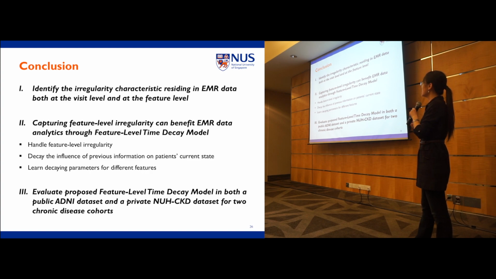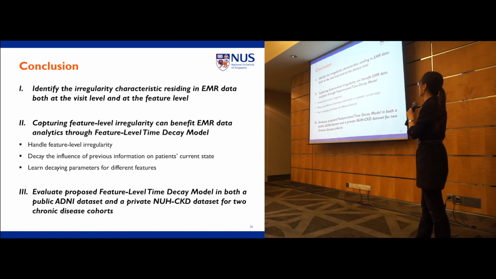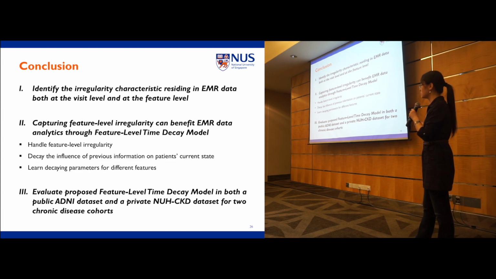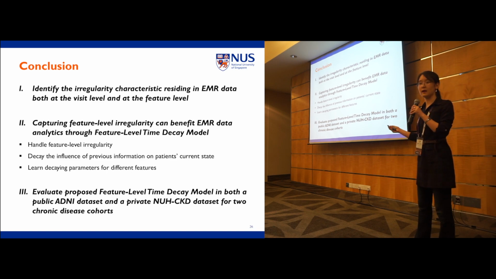So to summarize, we identified the irregularity at the feature level in electronic medical records. We figured out that capturing the feature level irregularity can benefit EMR data analytics. We use disease progression modeling as an example. We propose our feature level time decay model, and then we evaluate our proposed model using a public ADNI dataset and a private NUH-CKD dataset.